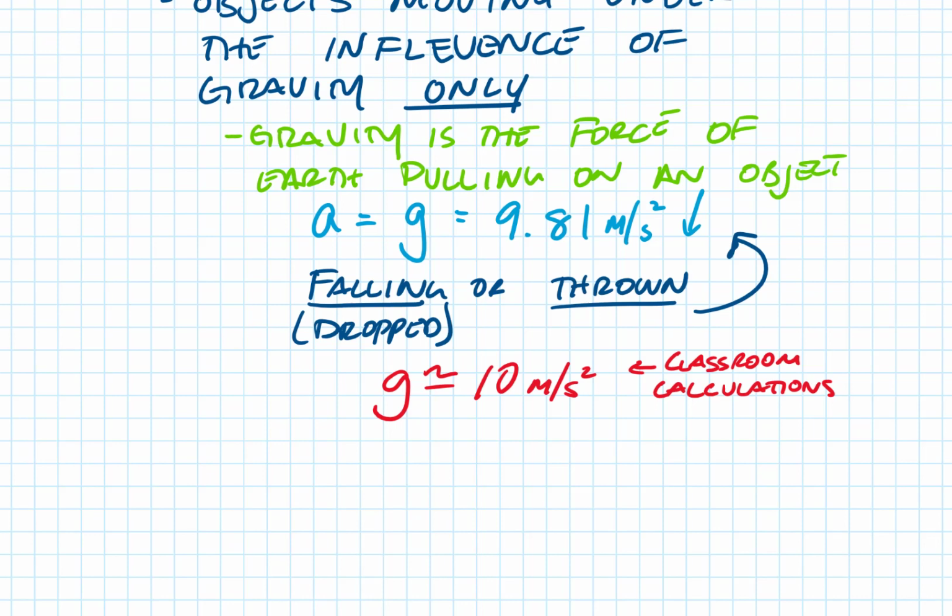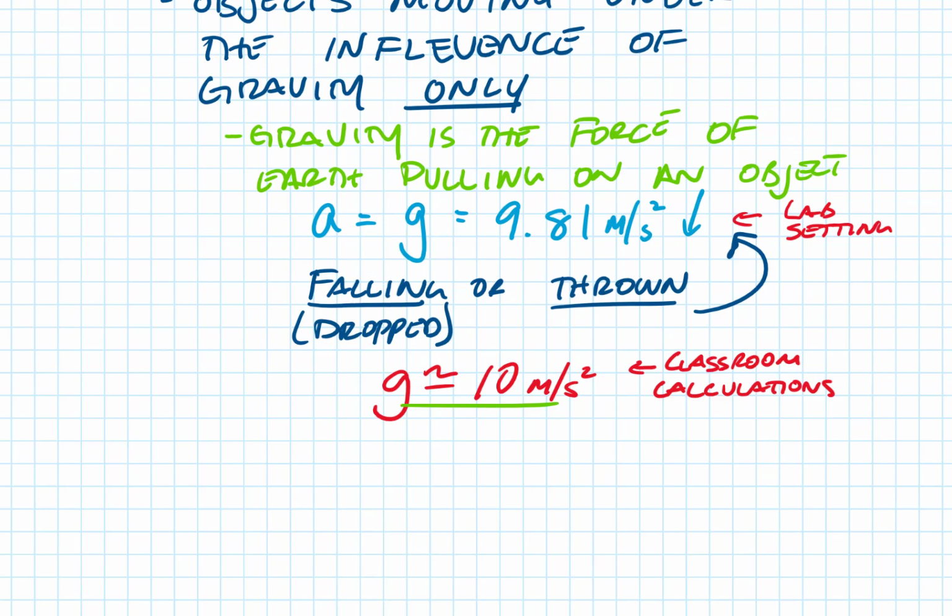If you're in a laboratory setting, 9.8 is good. But for classroom calculations, while we're practicing these kinematic equations, we can use 10 meters per second squared. It's an estimation. It's not exact. It's not the most right thing that we could do, but it's acceptable to go ahead and use 10 meters per second squared for the acceleration due to gravity.